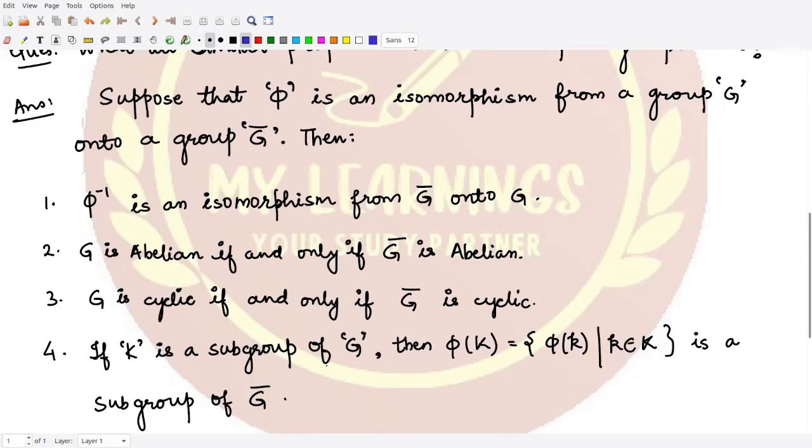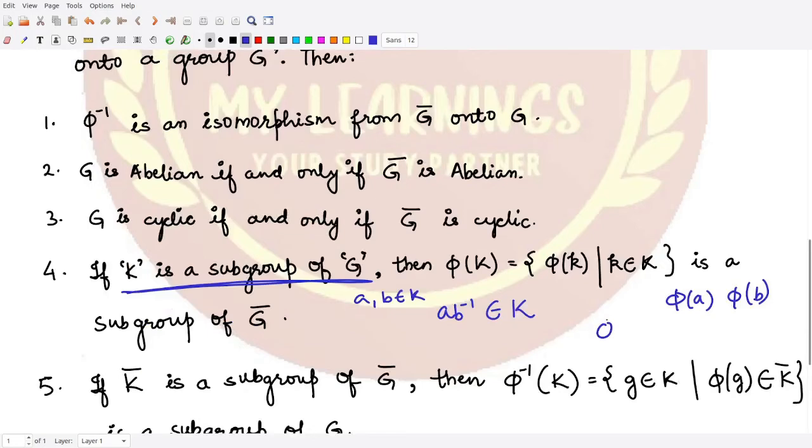Assume that K is a subgroup of G. Then for two elements A and B taken from K, AB inverse would belong to K. This would surely be there because we are assuming this. Then using this, you can prove that if you take two elements of such kind, phi of A and phi of B, we need to prove that phi of A times phi of B inverse also belongs to phi of K, right?